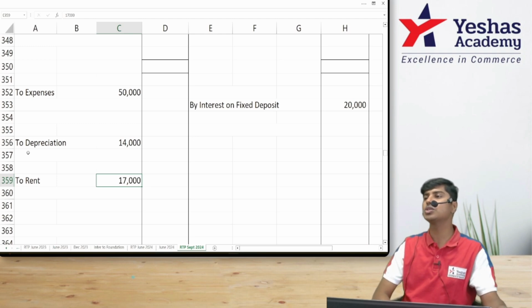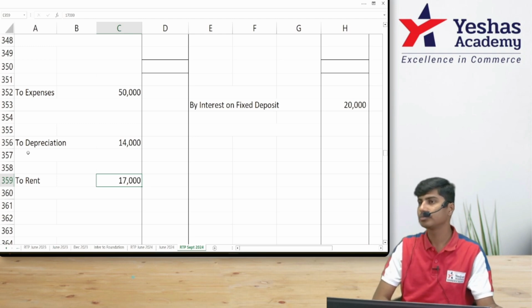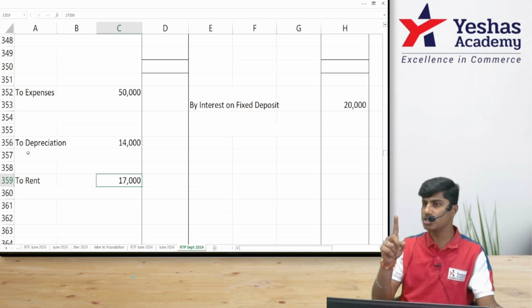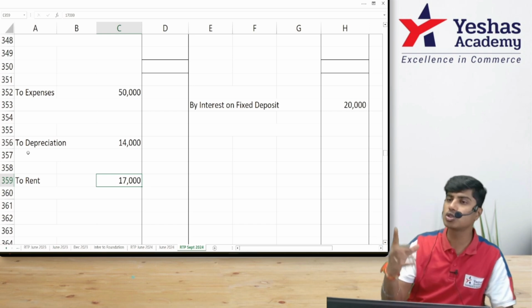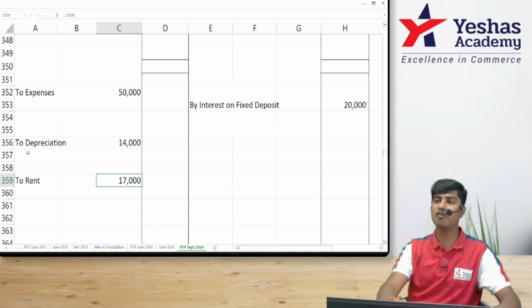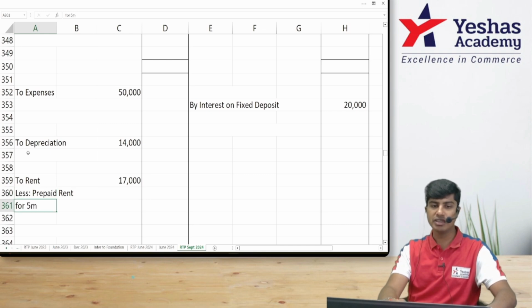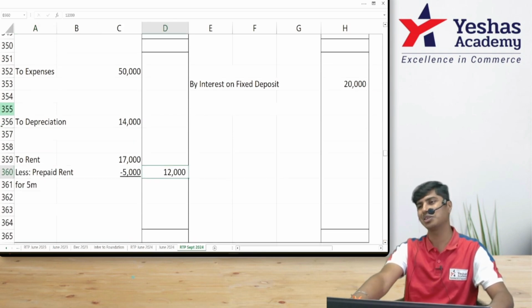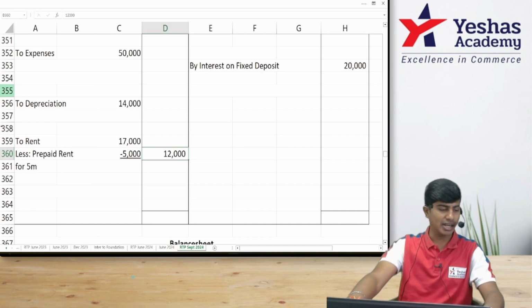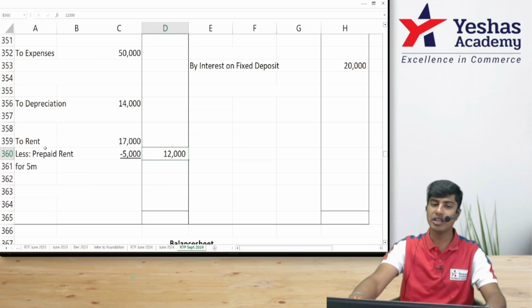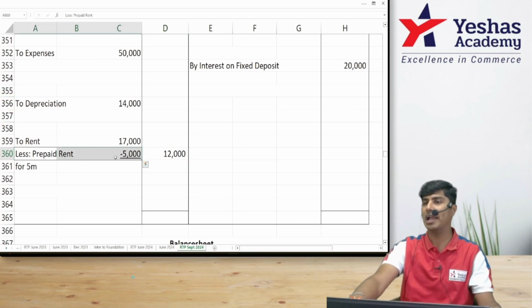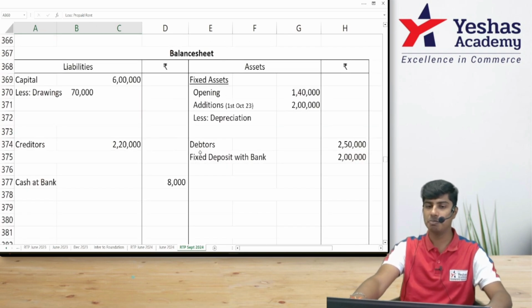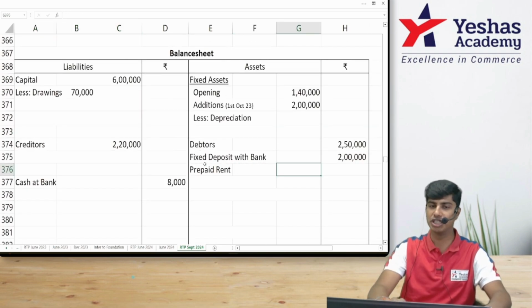Please do 17,000 divided by 17 months. Rent is paid for 17 months. 1,000 is the rent per month. How much belongs to next year? 5 months. 1,000 into 5. So that 5,000 is basically prepaid rent. How much is current year rent? 12,000. So 12,000 is current year expense, will go to P&L. 5,000 is next year expense, will post it to balance sheet. In balance sheet, what is it? Asset. Shall I read it as asset, prepaid rent in our balance sheet?